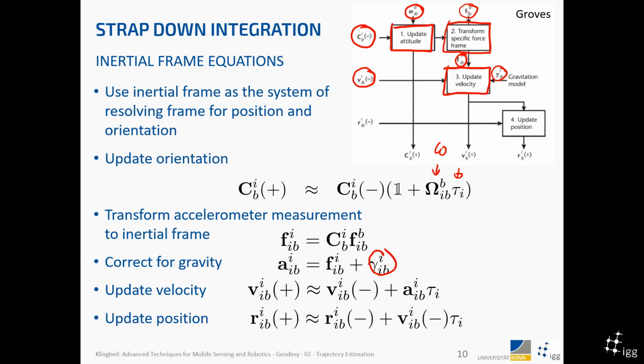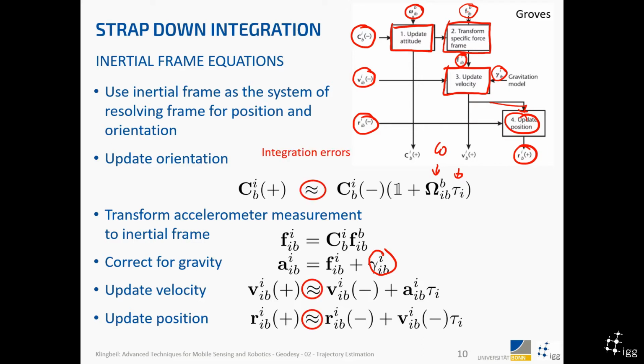Now we have a new velocity, and the last thing is then to update the position by using the old position and adding up the velocity times tau, right? So again, we have a position from the last time step, and we use this velocity here to update the position to get a new position. And this is done here.